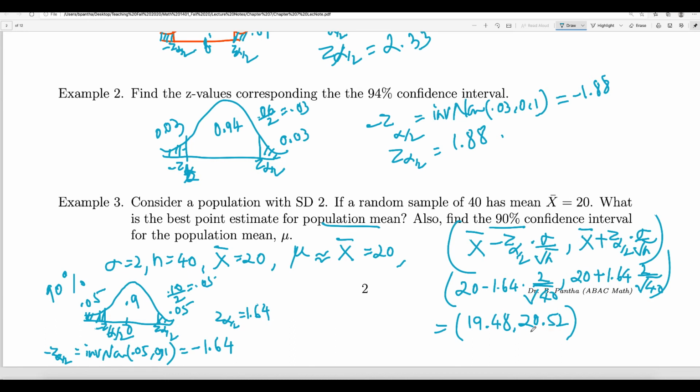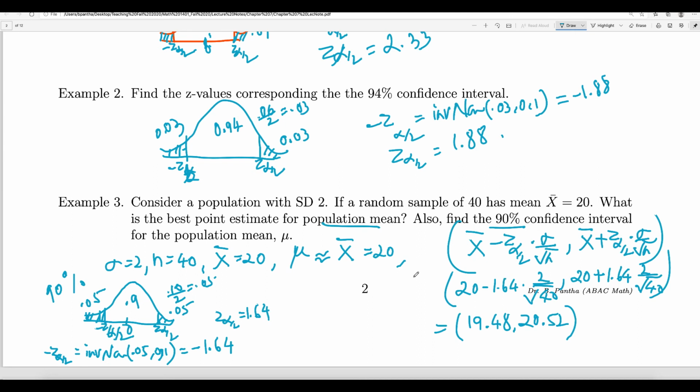Another way of describing the confidence interval is, if you pick a sample and find the mean, pick another sample and find the mean, pick another sample and find the mean, 90% of those samples have a mean that falls between these two numbers. That is another way of saying that. Okay, this is how you find the confidence interval by using the formula.